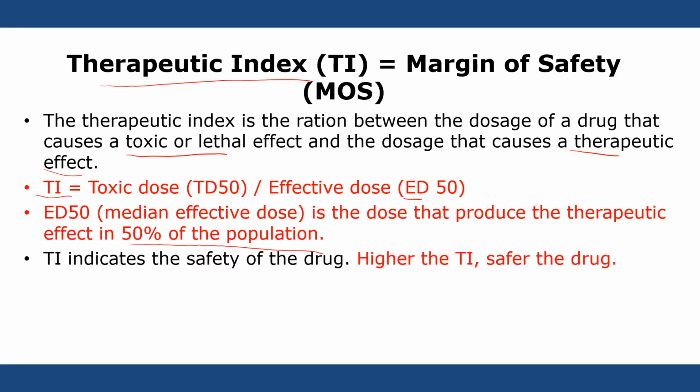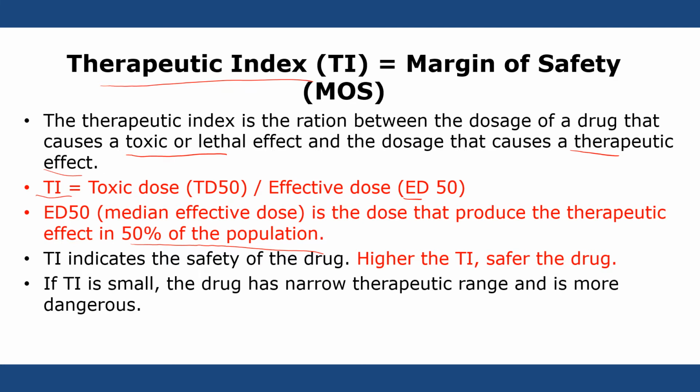Now, TI indicates the safety of the drug. We talked about that. The higher the TI, the safer the drug. And we will see that in a minute. If the TI is small, the drug has a narrow therapeutic range and is more dangerous.